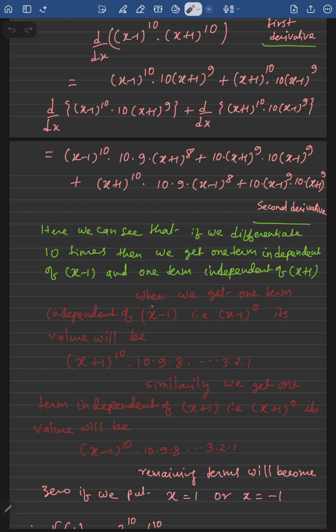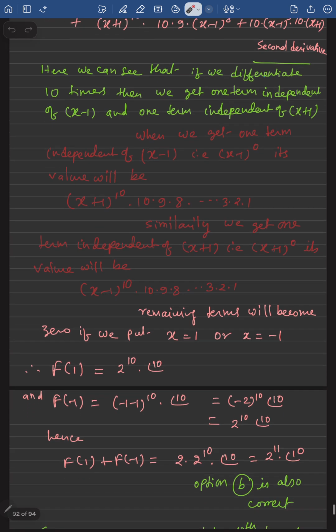So one more line I have written. When we get one term independent of x minus 1, that is (x minus 1) power 0, its value will be (x plus 1) power 10 into 10 into 9 into 8 ... 3 into 2 into 1. Similarly we get one term independent of x plus 1, that is (x plus 1) power 0, its value will be in this format (x minus 1) power 10 into 10 into 9 into 8 ... 3 into 2 into 1. Remaining terms will become 0 if we put x equal to 1 or x equal to minus 1. In both cases remaining terms will become 0.